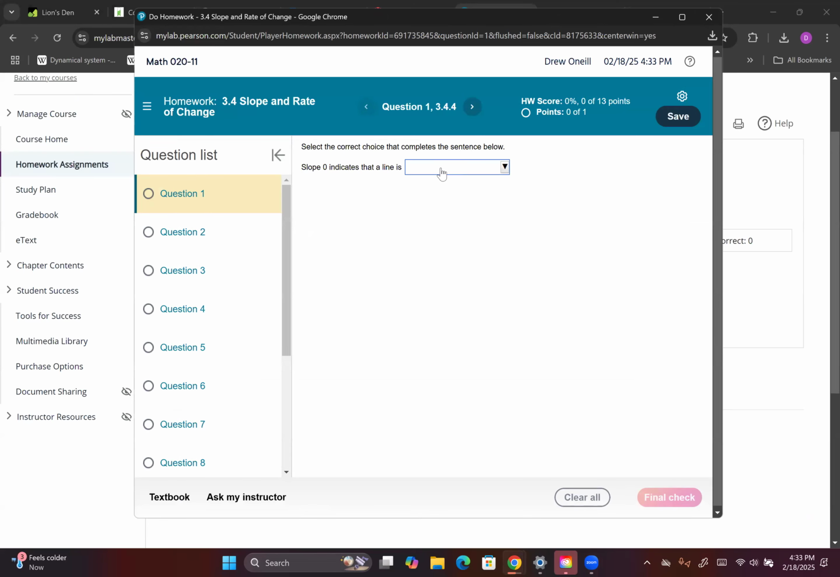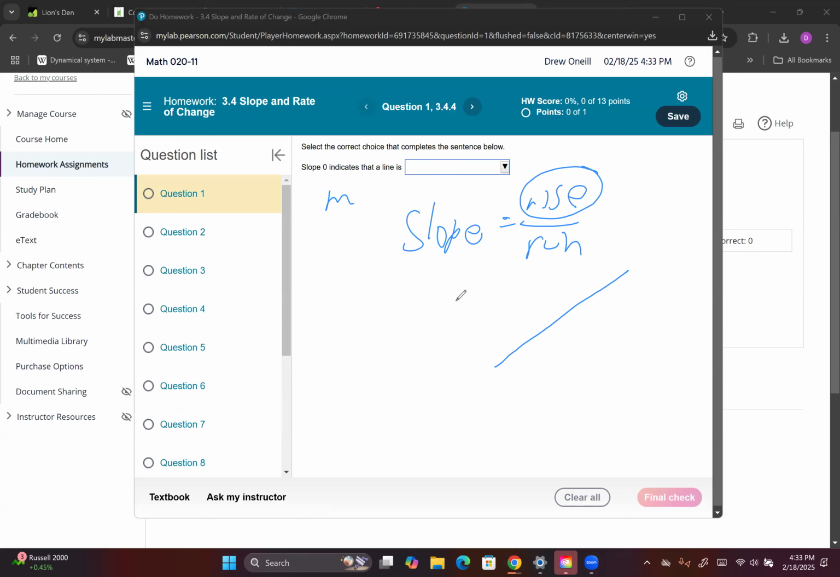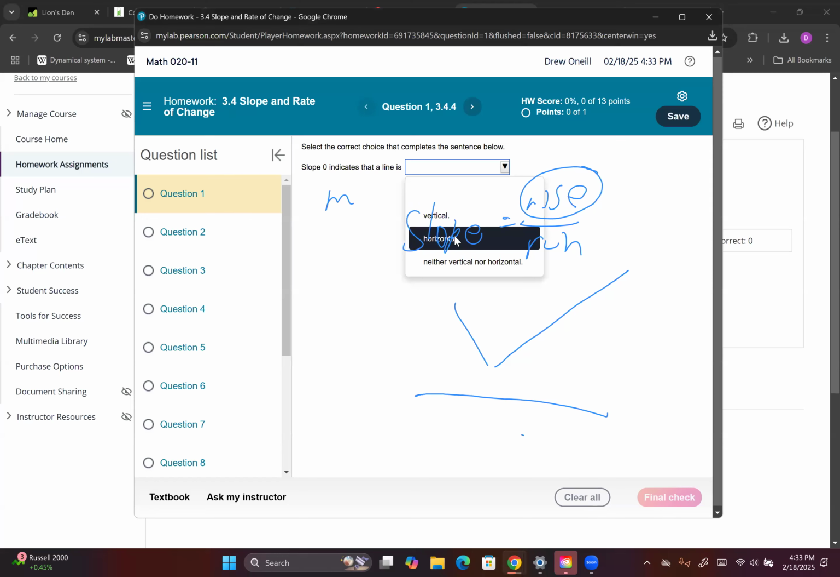If a slope is zero, remember slope is rise over run. So slope, sometimes we call it m, is rise over run. So if the slope is zero, that means the rise is zero, meaning it doesn't rise at all or fall. If it doesn't do either, it's a flat line. So it's a horizontal line.